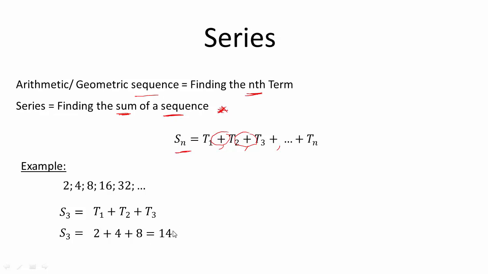So we've calculated the sum of a finite series. Why is it finite? It's because we only went up to T3. We did not keep going to infinity. We'll get into that later.